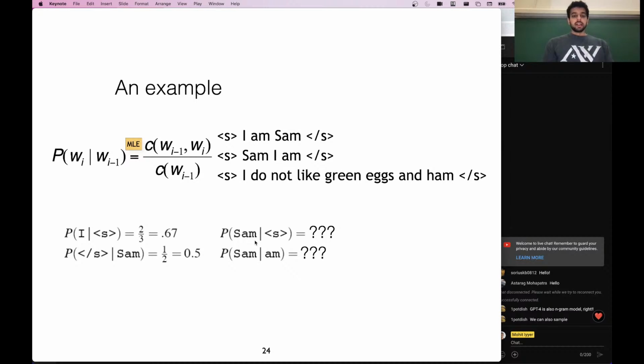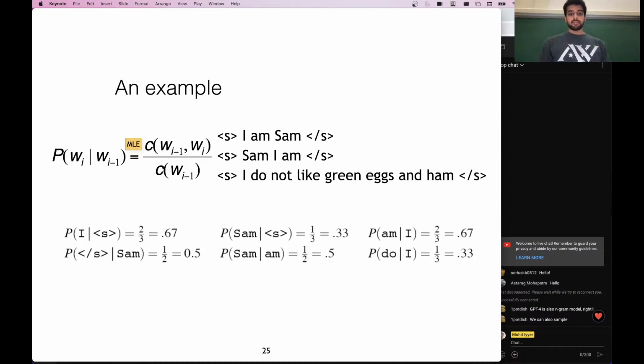So let's do one ourselves. The probability of Sam given the start of sequence symbol. Anyone have an idea? Yeah, great. How about the probability of Sam given am? Here I have only 2 occurrences of Sam, and only 2 occurrences of am, and only one of those times does Sam follow am, so this is 1/2.